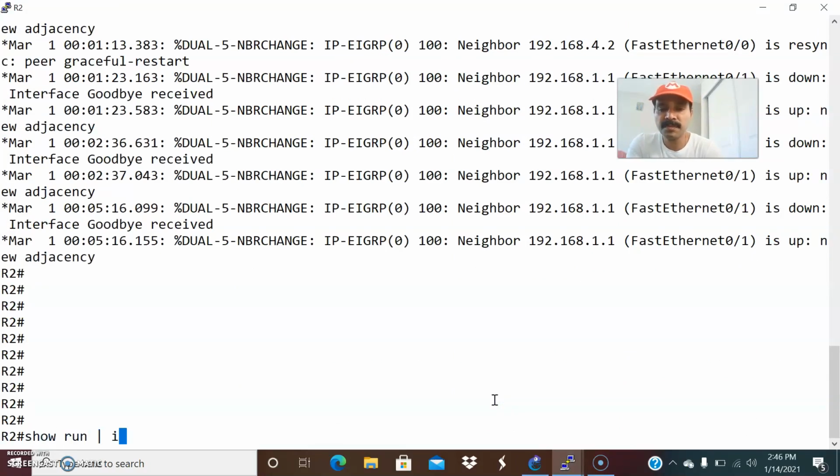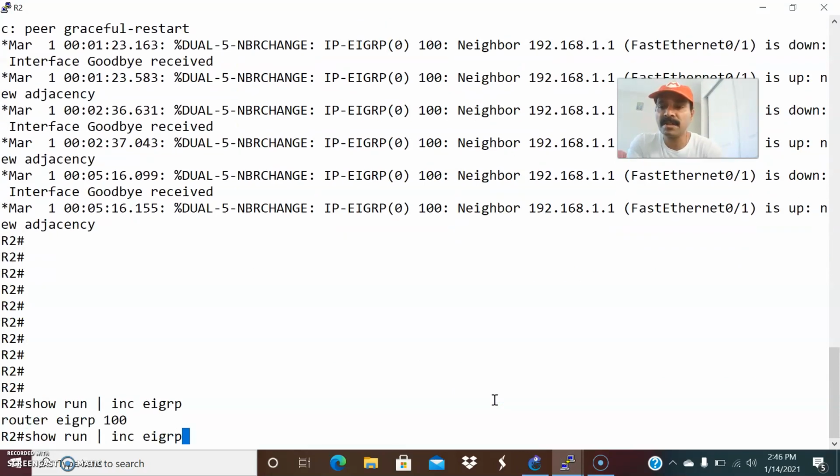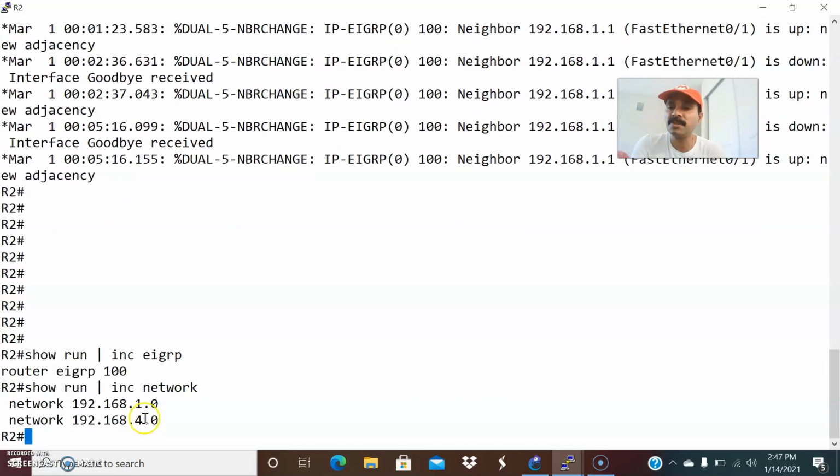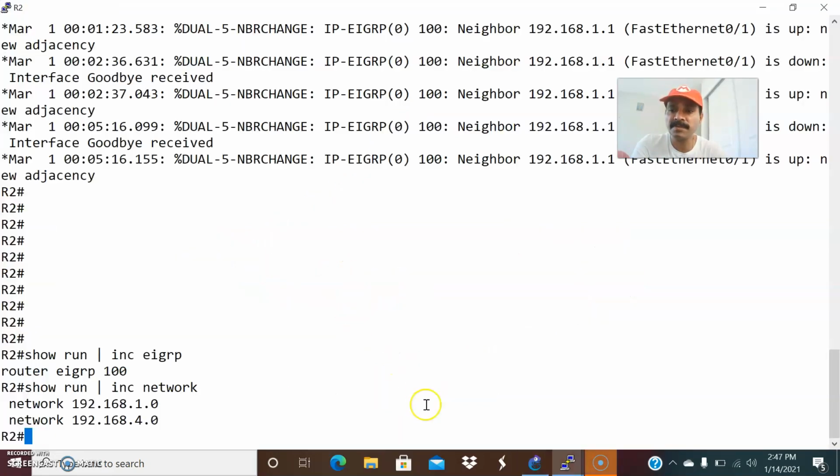Show run, include EIGRP 100. I have configured it, and then I advertised the directly connected interfaces with the network command. So these are the networks I have defined for each and every router. That is the only thing I have done, and I have assigned the bandwidth keyword. So let us go to R1.